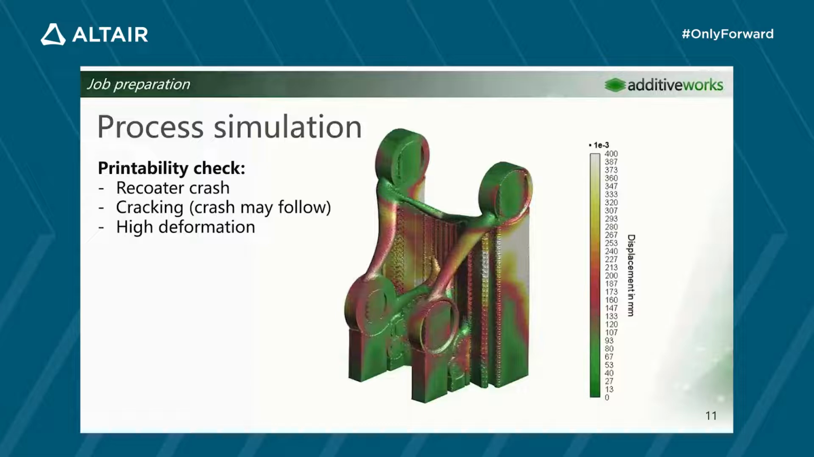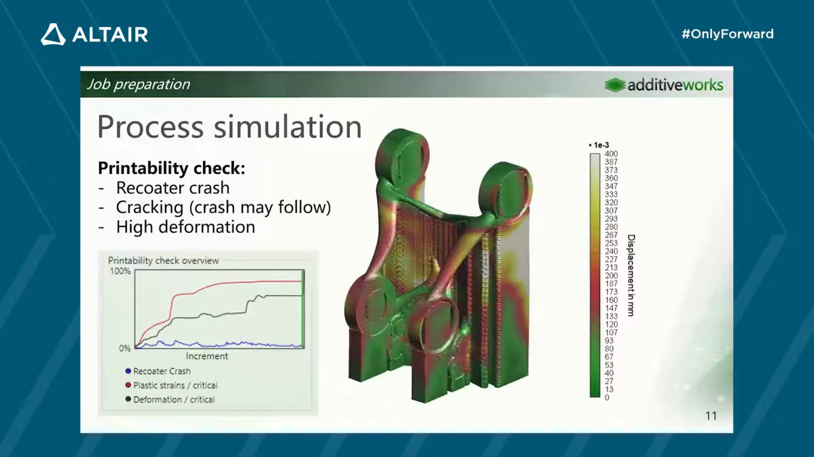The other is cracking, if the part cracks from the supports or supports from the base plate. A crash may follow because the part can then freely move up. So we predict this by using a plastic strain criterion, and also high deformation can be tracked. So in the software, you see some graphs for that, and once one of these hits 100%, the print job will probably fail.